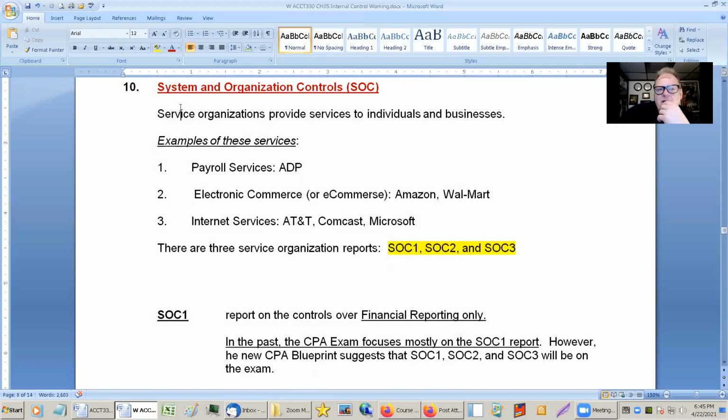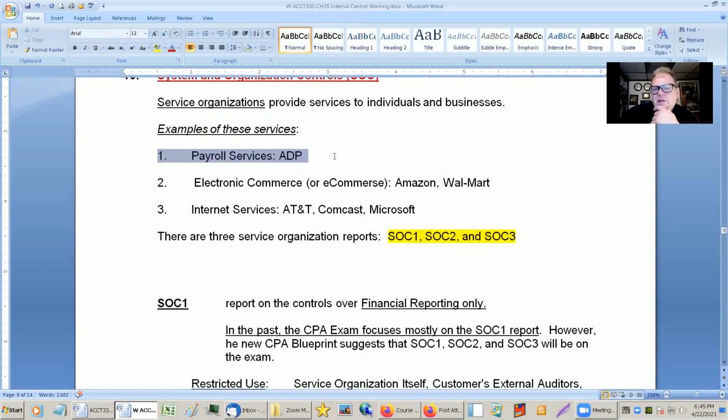So these are for service organizations, companies that offer services. This is not for companies selling products usually. Examples of service: maybe you have someone that does your payroll. ADP is a large company that does payroll. That would be a service. Roosevelt might not pay their employees directly. They might go through ADP, and ADP will say, you tell us what to pay and we'll pay them. So it's a service that's done by a different organization.